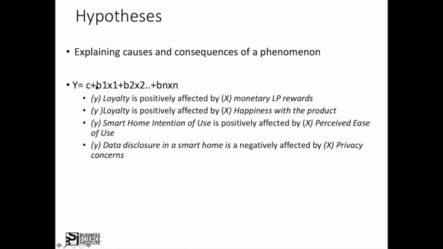This is a typical regression equation with a constant and different variables. For example, you want to explain loyalty. Loyalty is positively affected by monetary rewards, or in this example, by happiness with the product. Or smart home intention of use, typically the TAM model, is positively affected by perceived ease of use, or data disclosure in smart home is negatively affected by privacy. This is typically a causality.